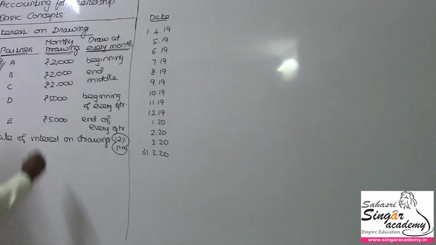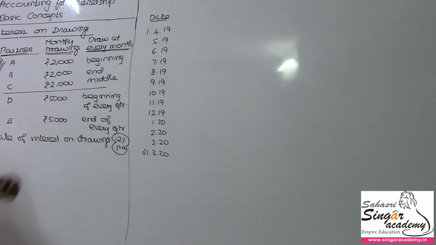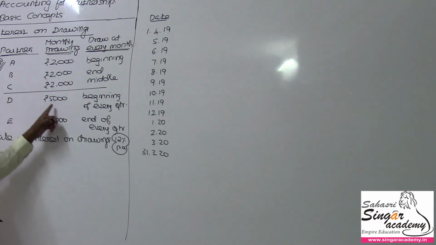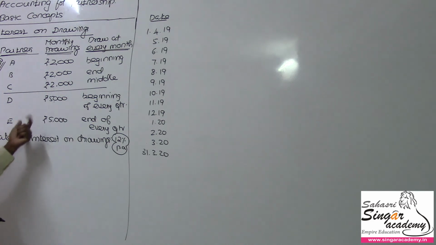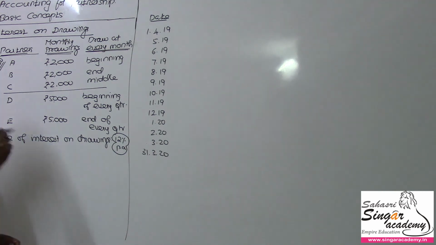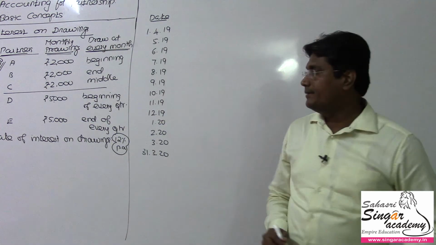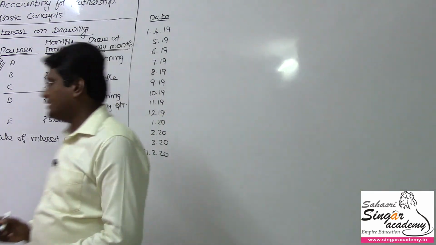B draws rupees 2000 at the end of every month, and C draws rupees 2000 at the middle of every month. D draws 5000 at the beginning of every quarter, and E draws rupees 5000 at the end of every quarter. Rate of interest on drawings, 12% per annum, is given here. Let me first finish the interest on drawings calculation for D and E, and then I will get back to A, B, C.